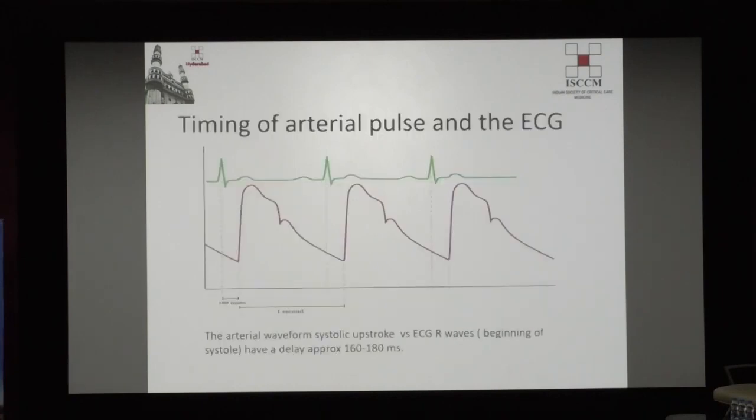Now, something regarding the timing of the arterial pulse and the ECG. Now, the arterial waveform's systolic upstroke versus ECG's R wave: there is a delay of approximately 160 to 180 milliseconds. Now, you can see here. Okay. Now, why is that delay?